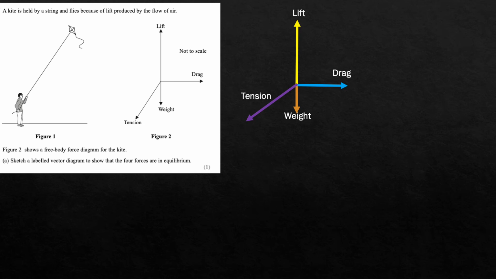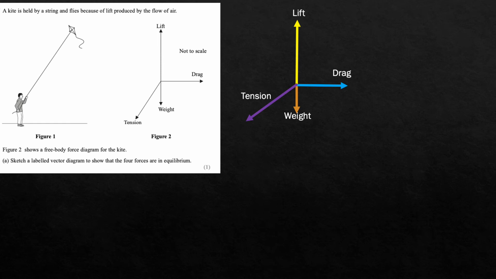Problem 8. A kite is held by a string and flies because of lift produced by the flow of air. Figure 2 shows a free body force diagram for the kite. Sketch a labeled vector diagram to show that the four forces are in equilibrium. In this problem, we have to draw a vector diagram to show that these four forces are balanced. If the forces are balanced, this should result in a closed polygon connecting all these vectors.